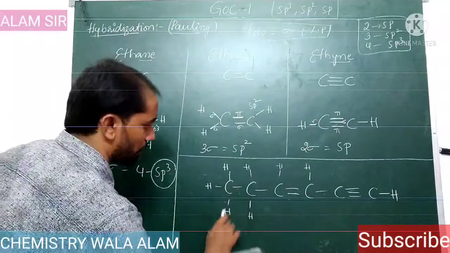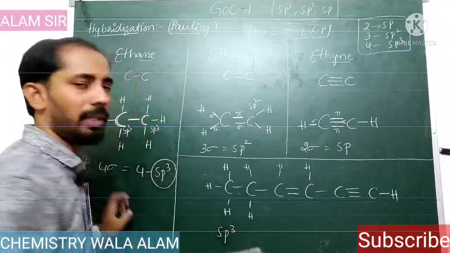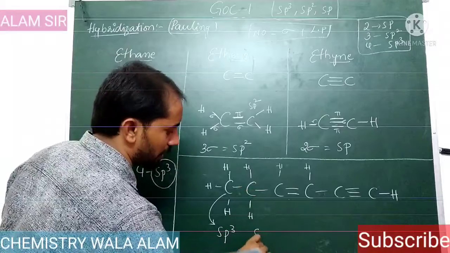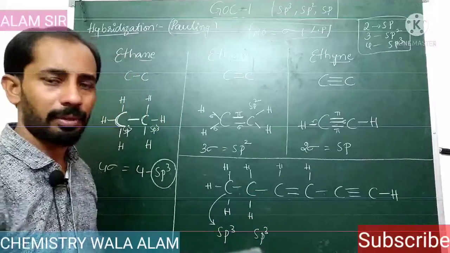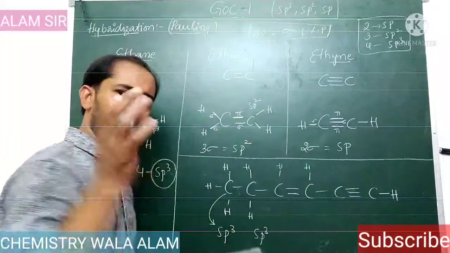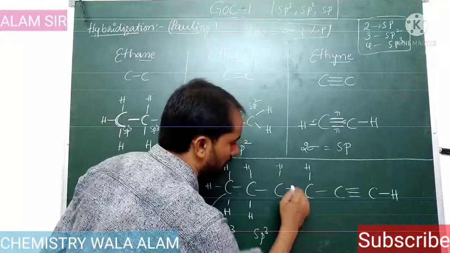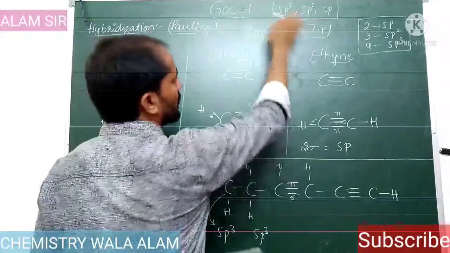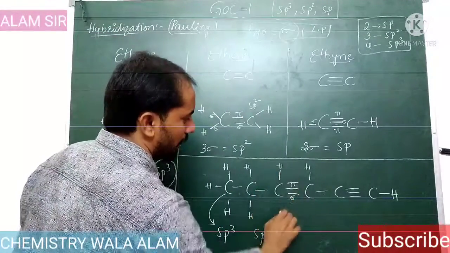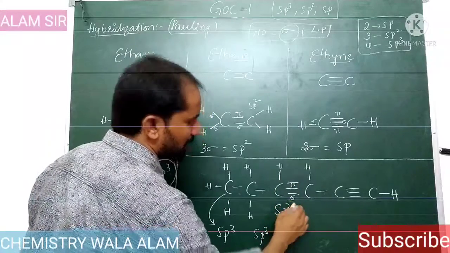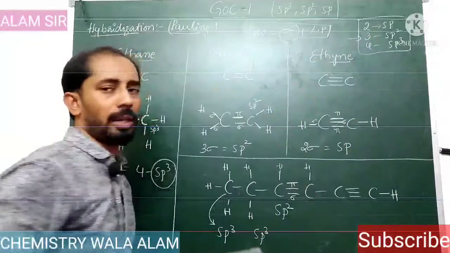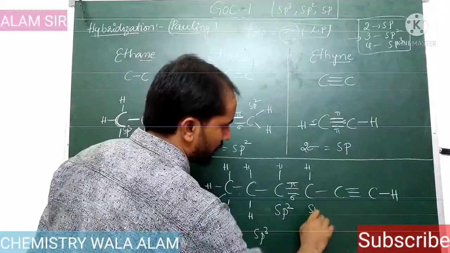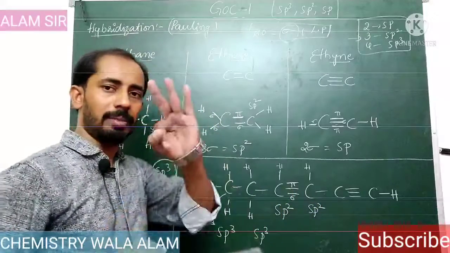1 2 3 4. So the first carbon is sp3. Second carbon, 1 2 3 4, this is also sp3. Okay, 1 2 3 4, 4 bonds are there, but here one double bond is nothing but 1 sigma and 1 pi. What you have to consider is only the sigma bonds. That is 1 2 3 sigma bonds, which is nothing but sp2. Total number is 3, which is nothing but sp2. And this one 1 2 3 4, this is also sp2 because 1 pi bond, only 3 sigma bonds.